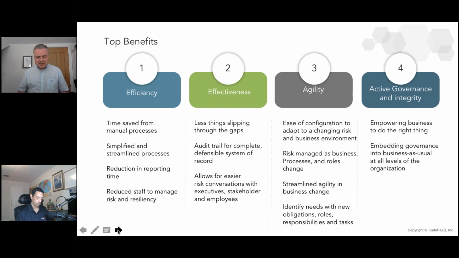So when your auditors, the regulators come in, you can demonstrate the holistic management of risk, of which access governance is one of the key components.